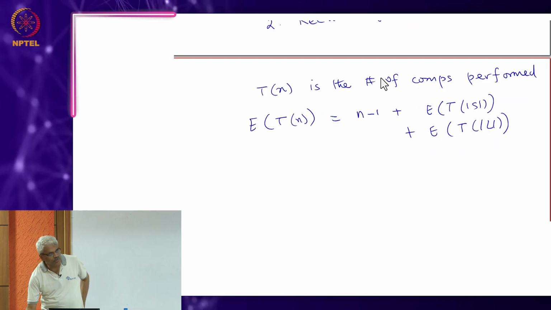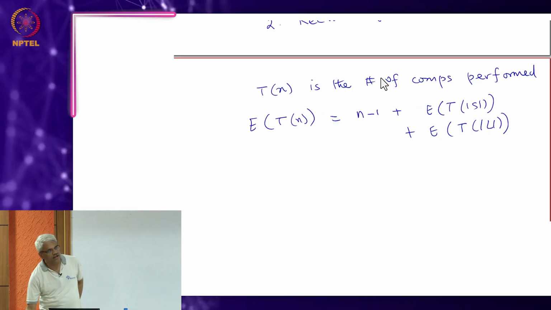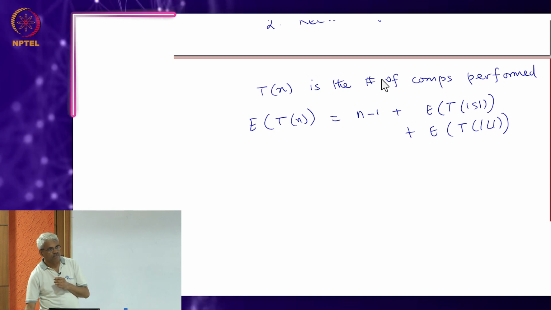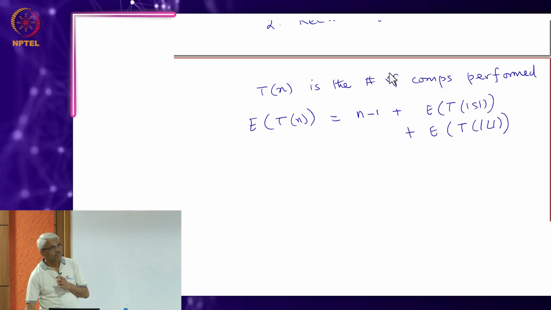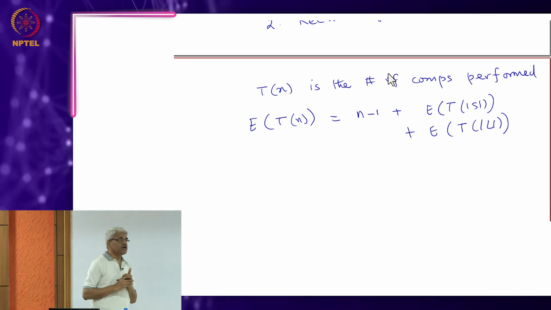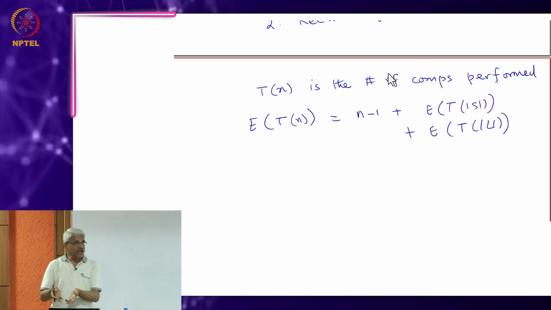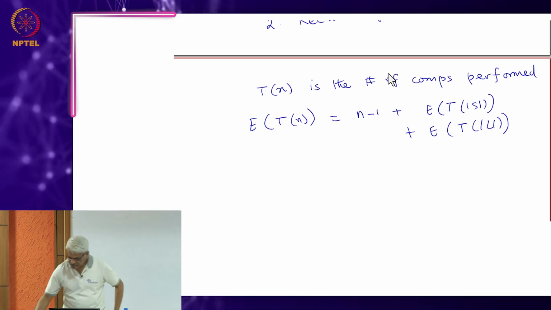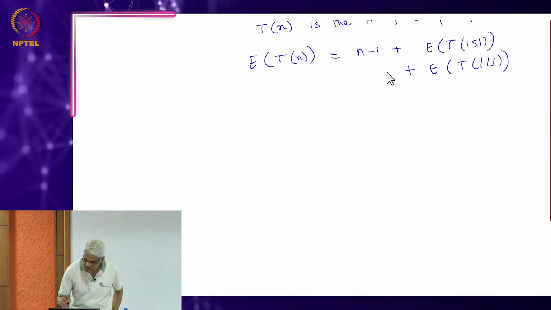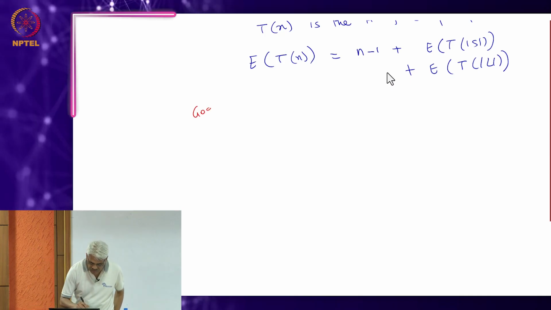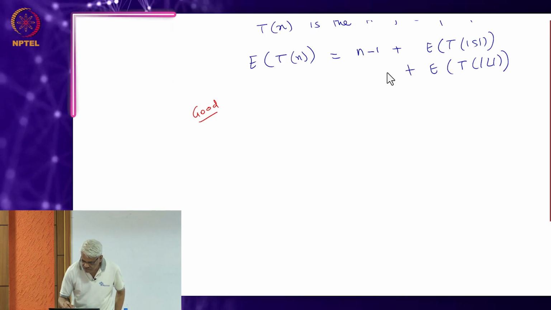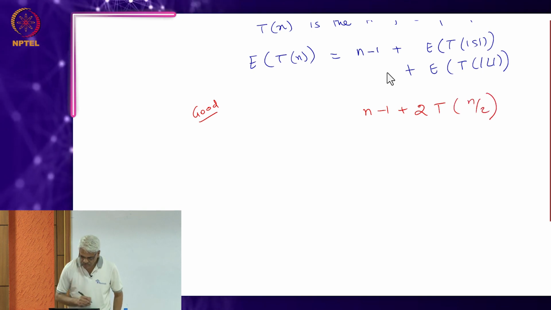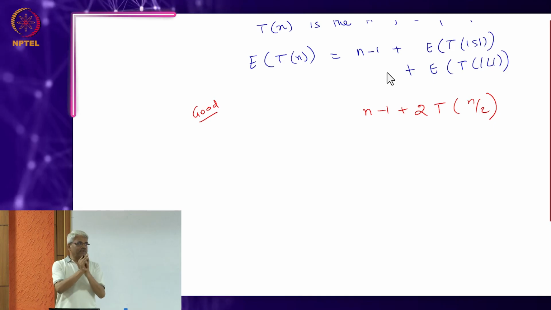So again, let's look at some good and bad cases for S and L, right? What's a good case? Pivot is the median, right? So then S and L will be n by 2 each. So the good case is we have 2T(n/2). Okay, there is no expectation because I just said the pivot is the middle element, there is no randomness.